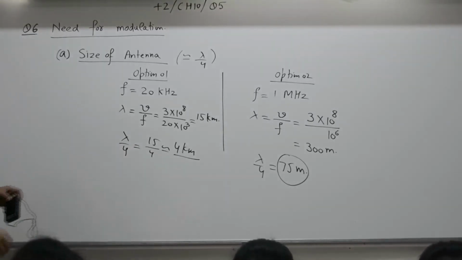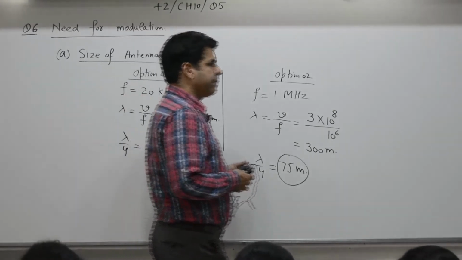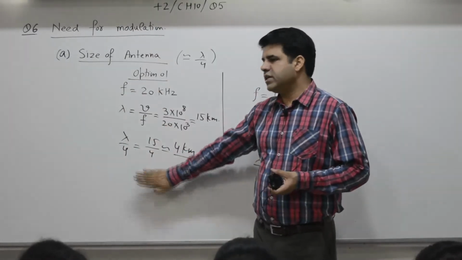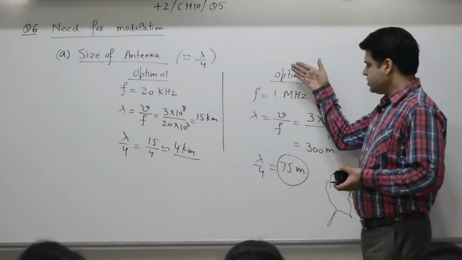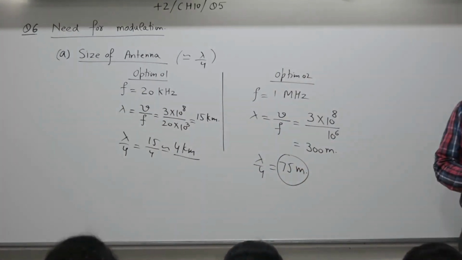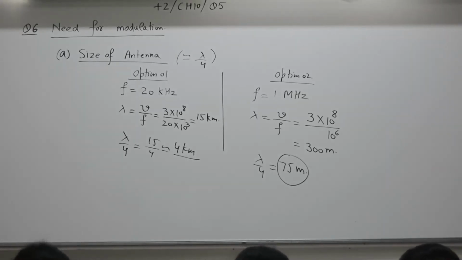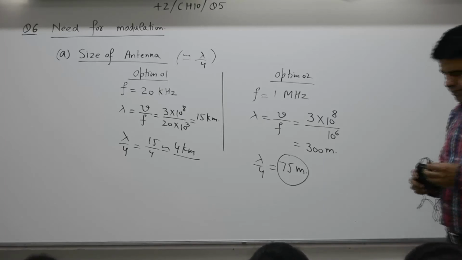Antenna size. Without modulation, this is what the result is. With modulation, this is where you are. That is why you modulate. That is why you need to modulate, to reduce the size of the antenna.